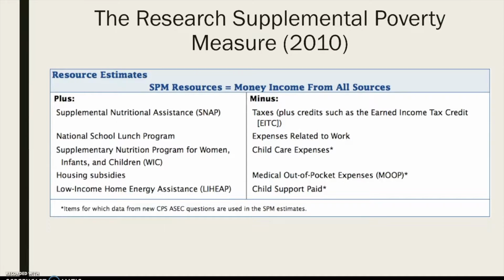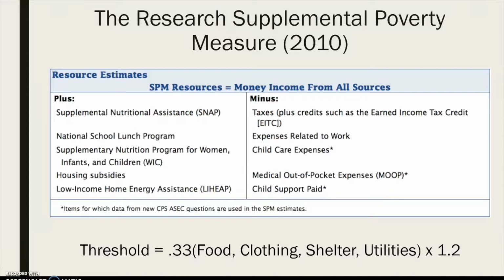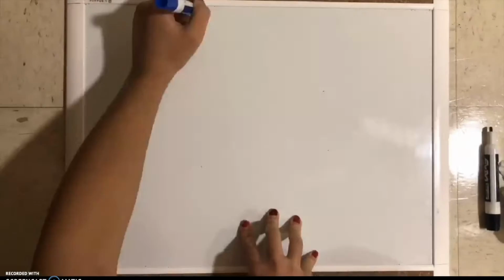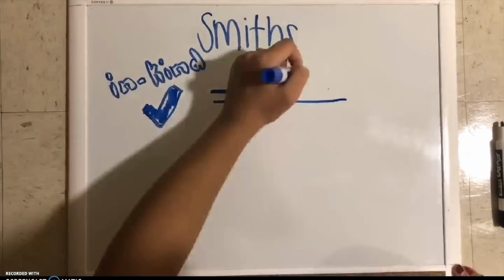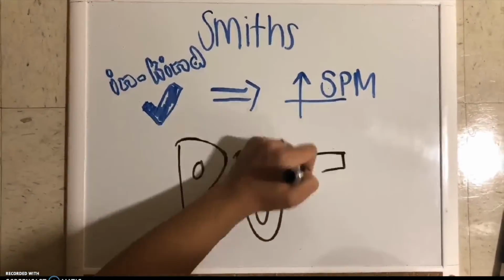To address some of the OPM's weaknesses, the SPM was created. This chart shows the resources considered. They are compared to a threshold created by calculating 33% of spending on FCSU and multiplying it by 1.2 for other expenses. Those with SPM resource totals below the threshold level are below poverty line. With the SPM, adjustments are made for geographical differences and over time for standards of living. Let's look at the Smiths again. Now that their in-kind benefits are accounted for, they rise above the poverty line defined by the SPM.